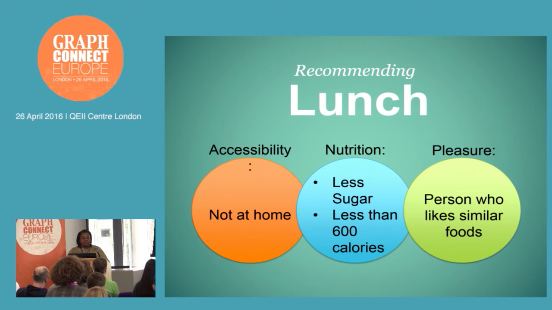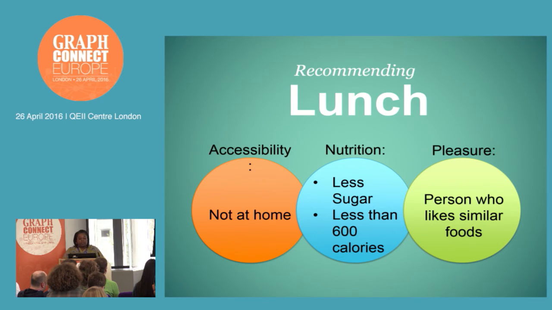And again, going back to this idea of 3 important things that you do when looking for a recommendation: accessibility. So I know that that guy ate all those snacks, he was not at home. So I have to recommend some kind of lunch solution for him that is not at home. As far as recommendation, we want something with less sugar. We want something that's less than 600 calories, which is about what lunch should be for an adult male. Maybe 750, but a little bit less.